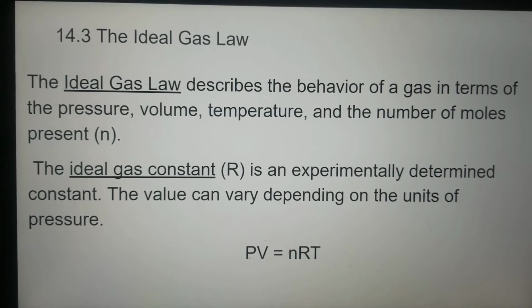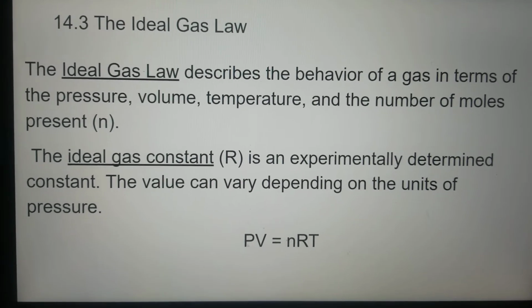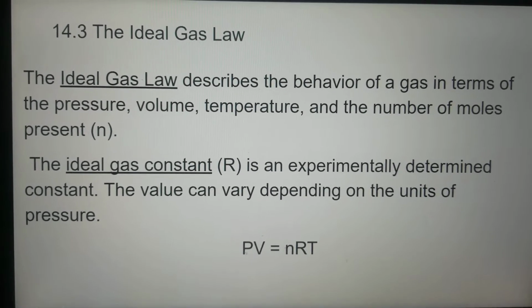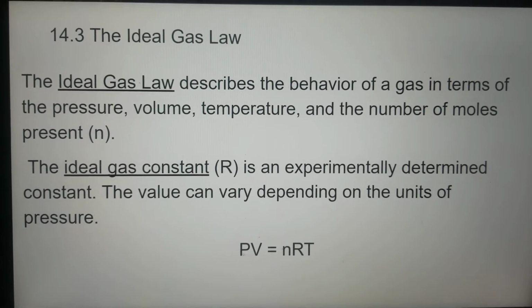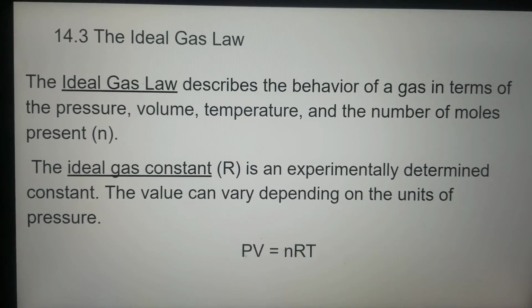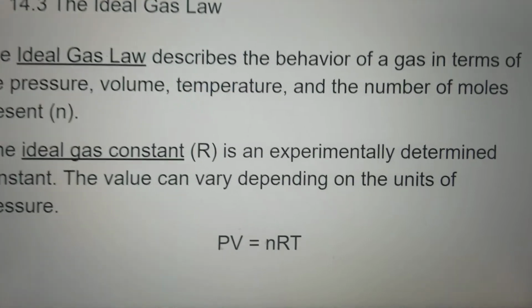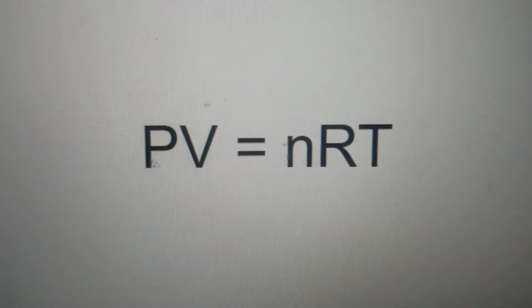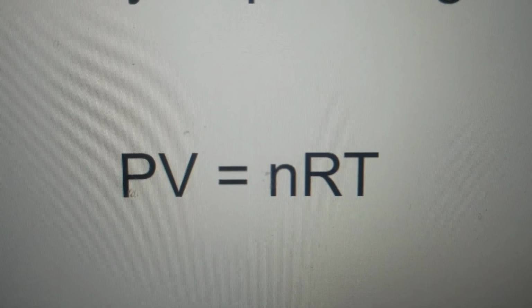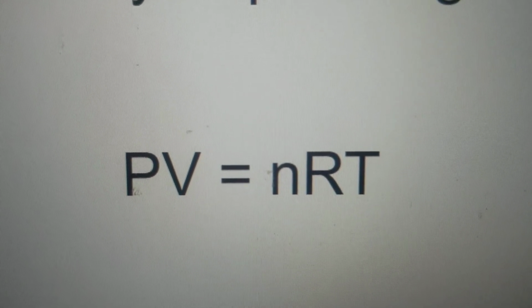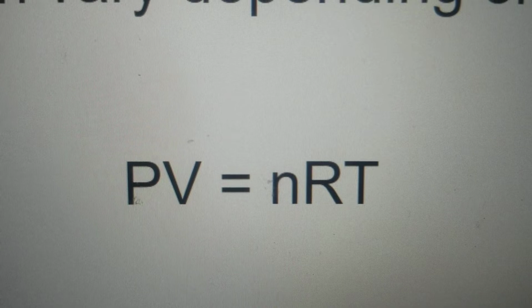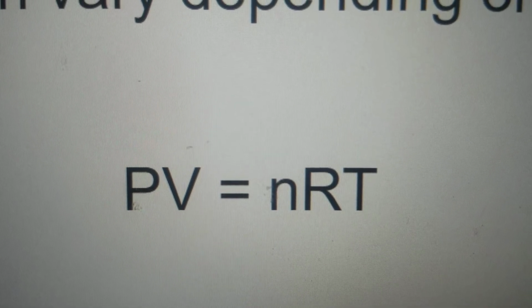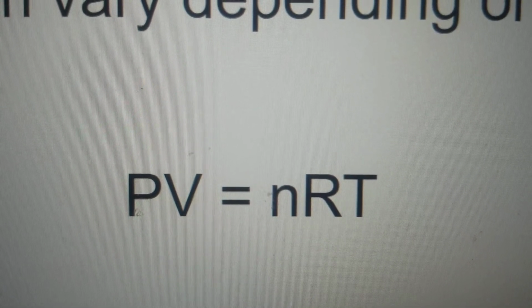Okay, so we got P, which stands for pressure, very good. V stands for volume, perfect. What about T? Temperature. Our new variable N stands for what? The number of moles, perfect. And then R, remember R is a constant.